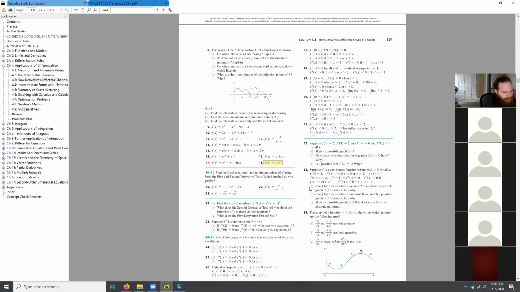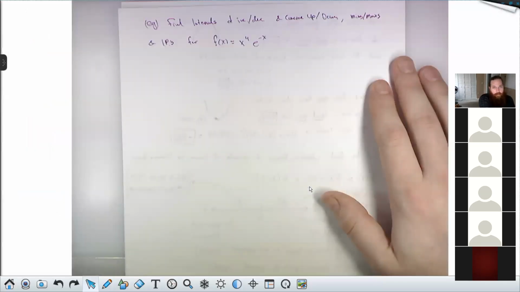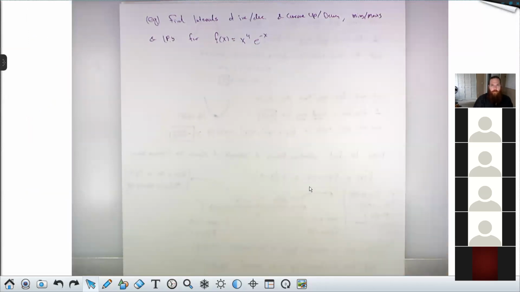Let's find intervals, I'll copy this down, of increase, decrease, and concave up, down, mins, maxes, and inflection points for f of x equals x to the 4, e to the negative x. All right, so I'm using some shorthand here, inc, dec for increasing, decreasing, and then IP for inflection point.